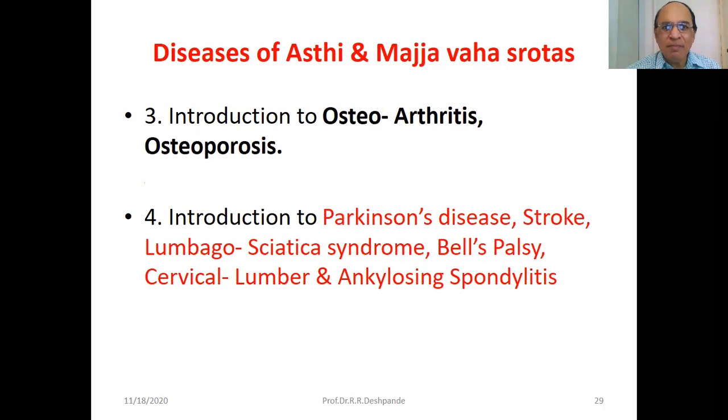Diseases of Asthi and Majjavasrotas: introduction to osteoarthritis, osteoporosis, Tikta Kshira Basti in osteoporosis. Introduction to the Parkinson disease, that is the deficiency of which neurotransmitter? Parkinson, yes, dopamine. This is the deficiency of dopamine from the basal ganglia of the brain.